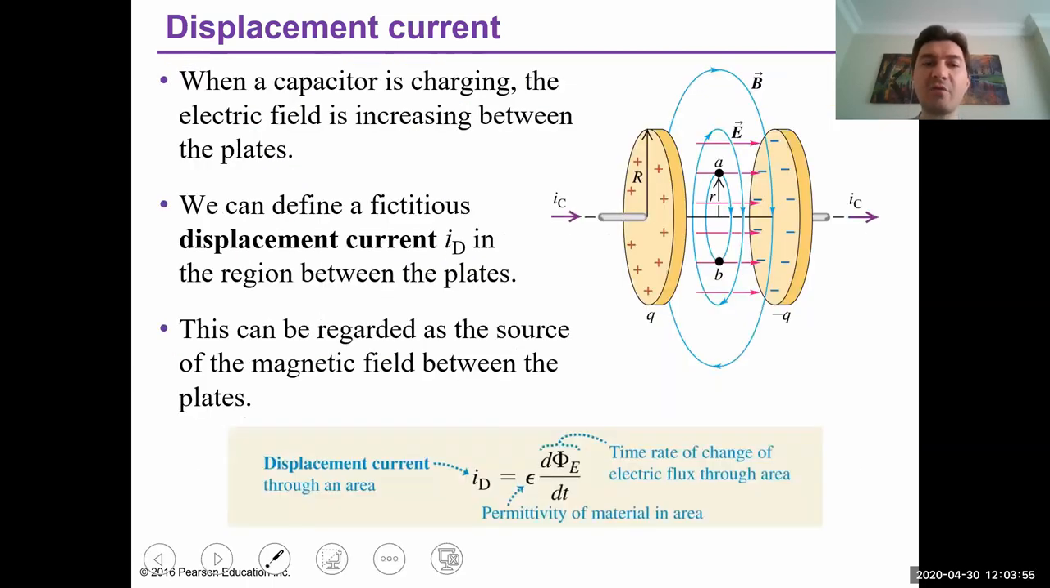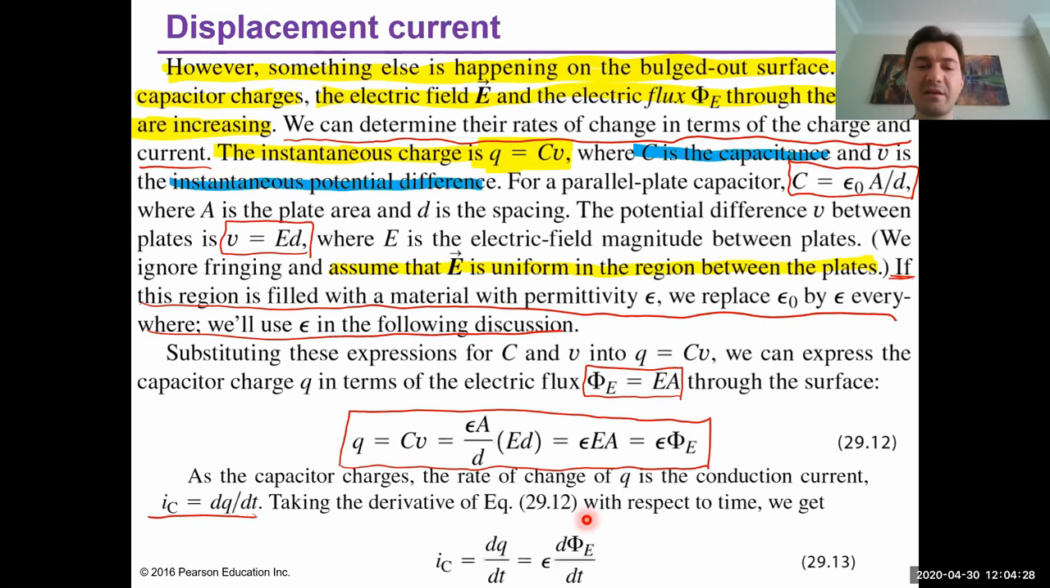So now I will define a fictitious current here between the plates. This fictitious, in Turkish hayali, displacement current can be regarded as the source of the magnetic field between the plates, and the magnitude of the displacement current through that area is exactly equal to the conduction current, which we have calculated here.